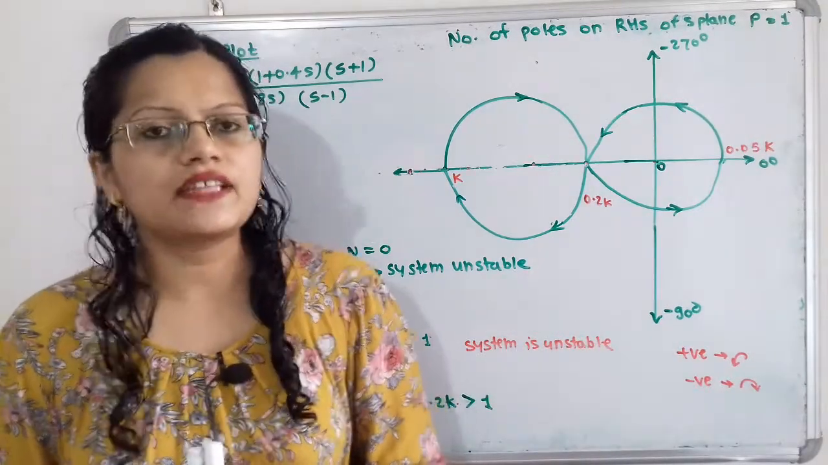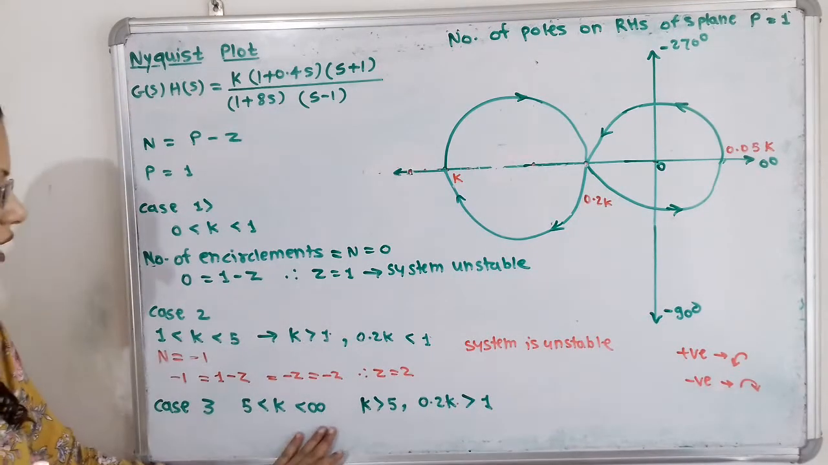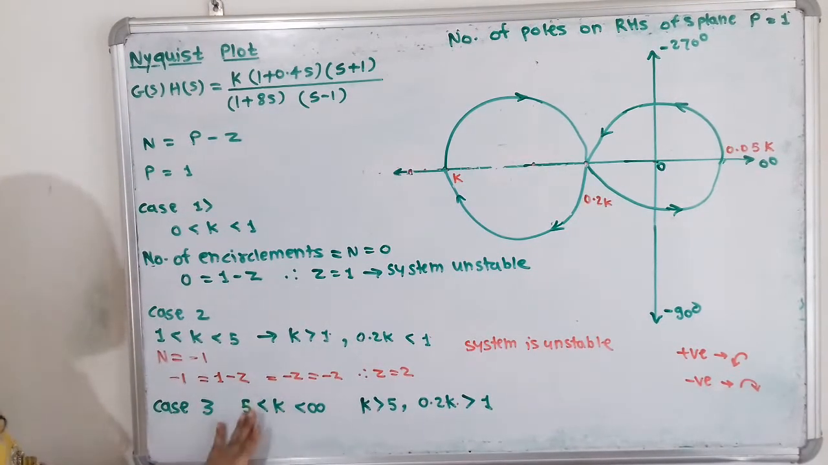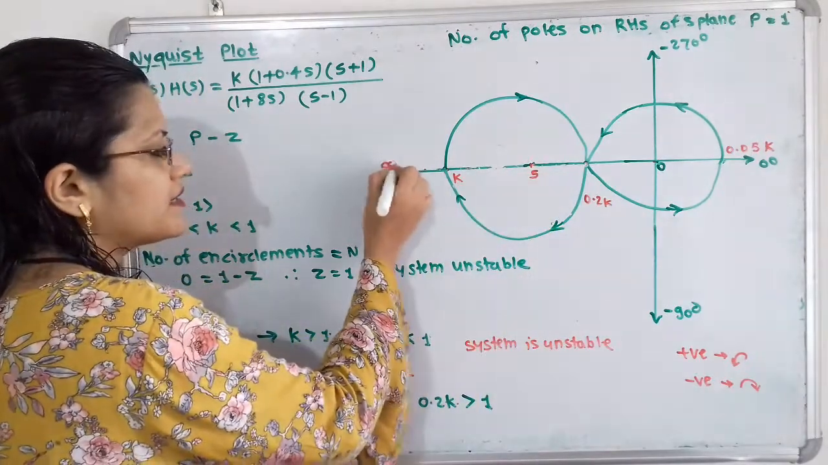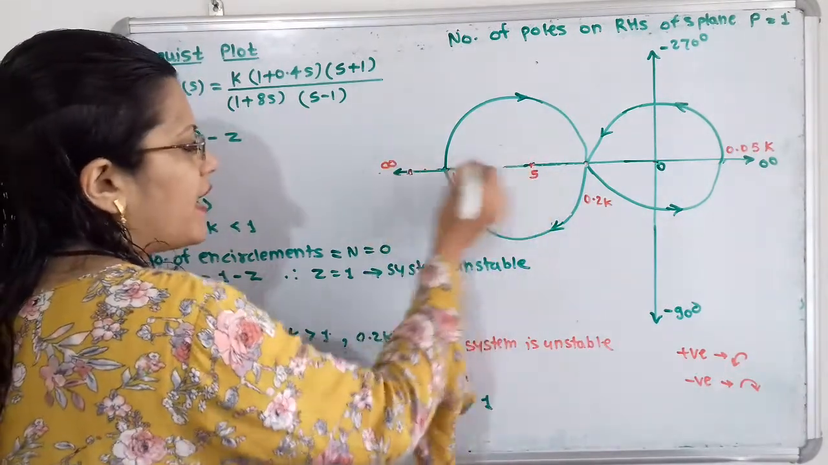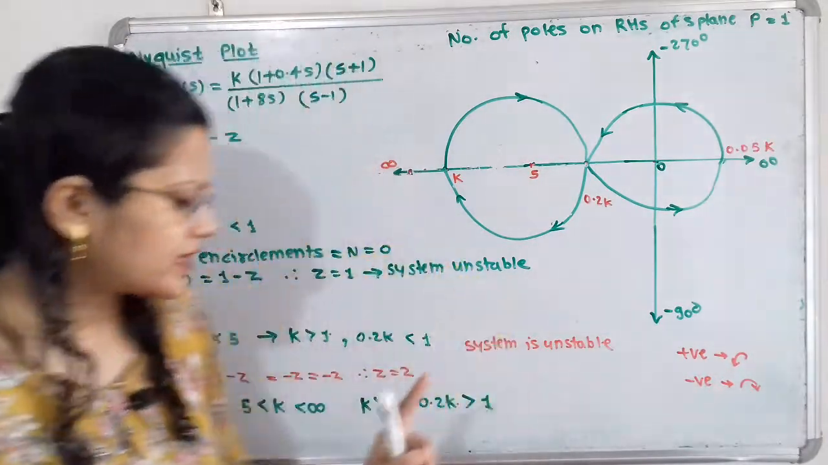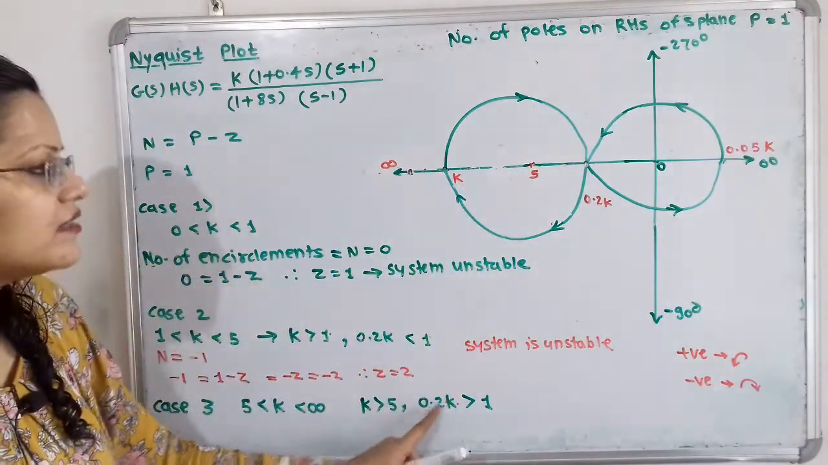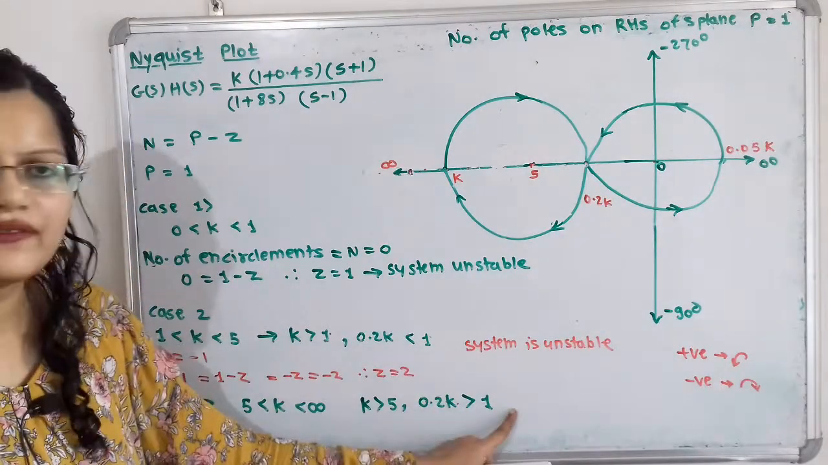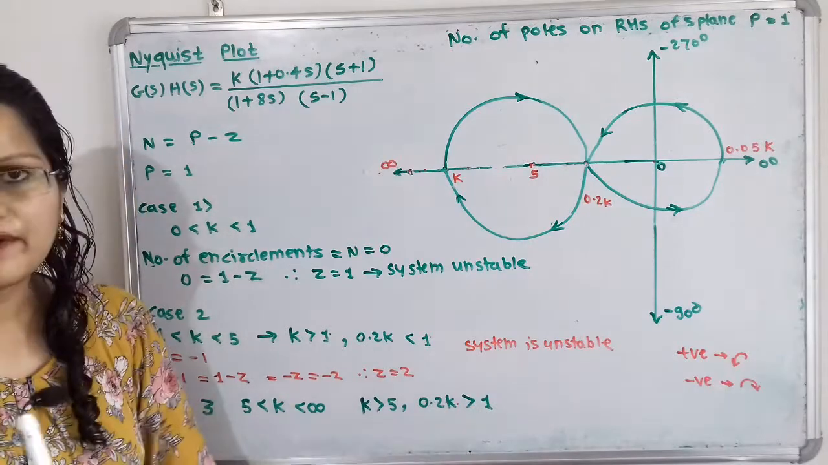Now we will select the third range as 5 is less than K is less than infinity. So here if we observe, K is in between 5 and infinity. So I will say that K is greater than 5. So if I select this random number and here is infinity, K is in between 5 and infinity. Now we will find out where is the exact location for this 0.2K. So suppose we take K is equal to 5, then this point of intersection is at point 1, and suppose it is more than 5, then 0.2K is greater than 1.